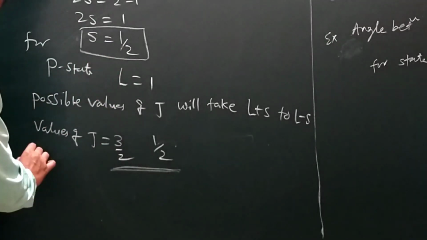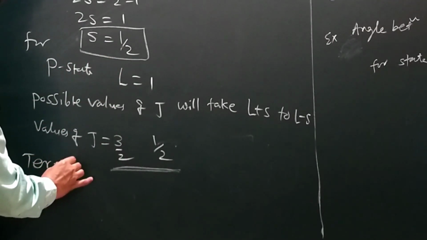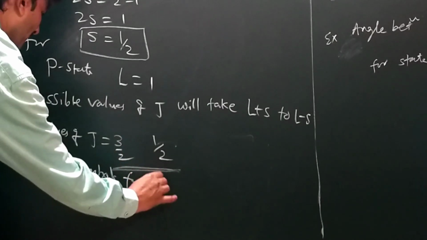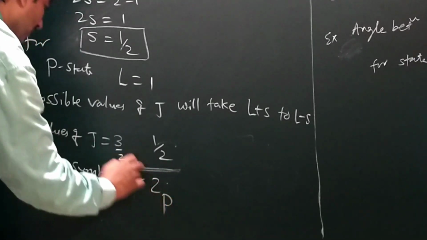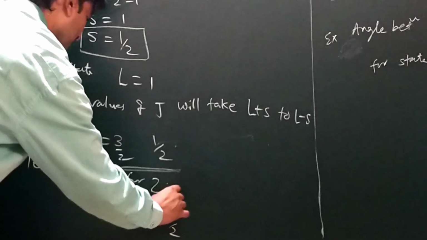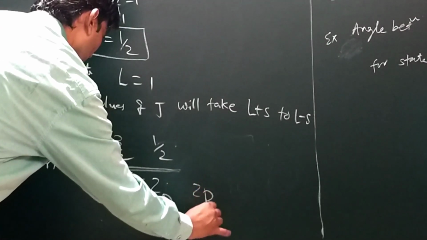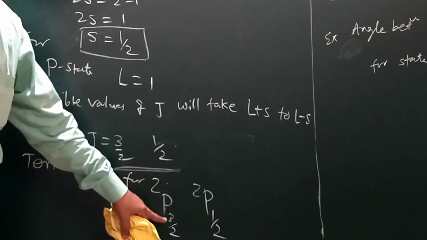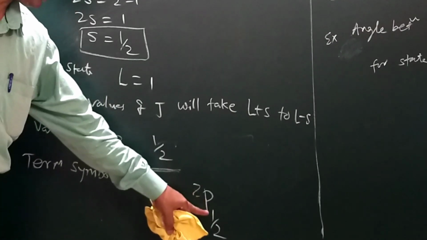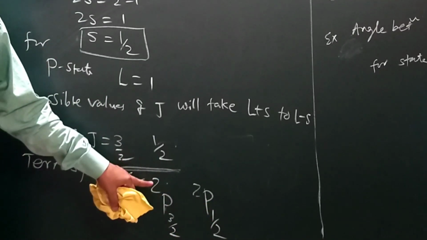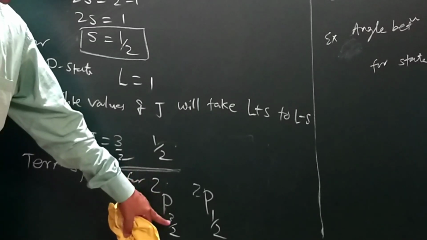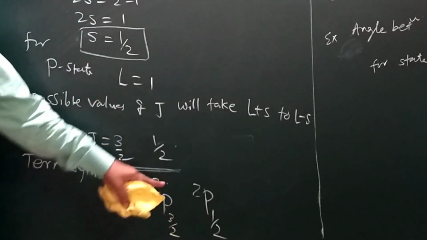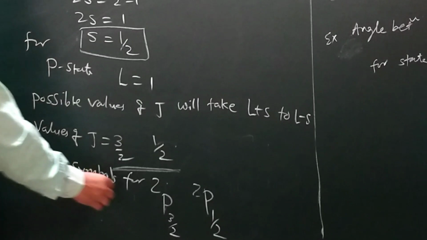So the term symbol for 2P is 2P 3/2, and another term, 2P 1/2. How can we read these terms? As 2P 3/2 state and 2P 1/2 state, or doublet P 3/2 state and doublet P 1/2 state. So this is how the term symbol is read.